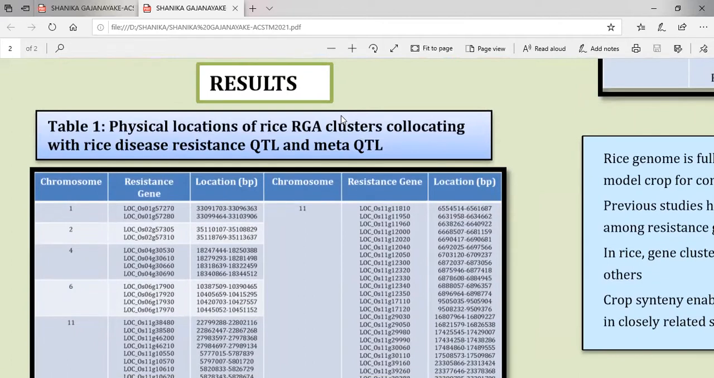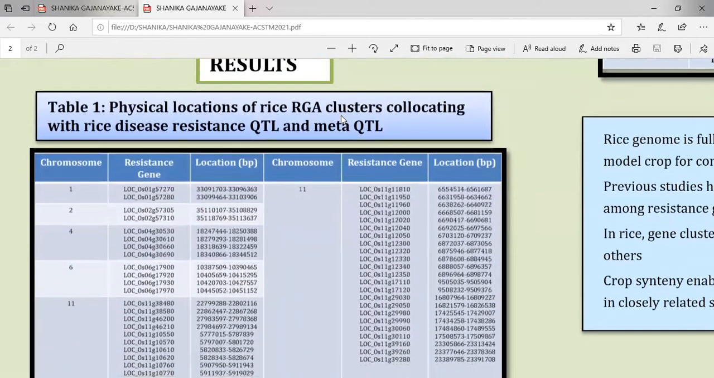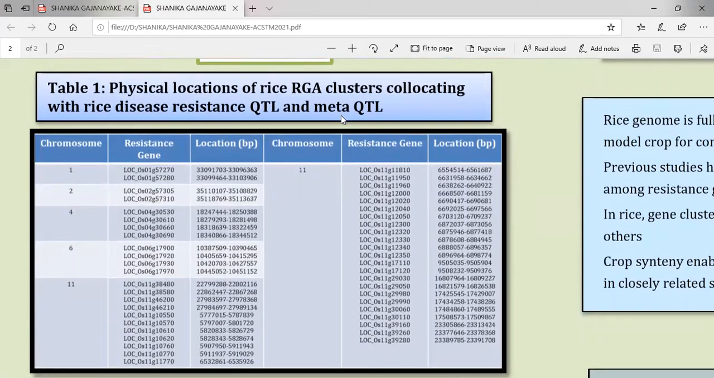The rice QTL sequences were used to query the rice genome browser, and the search retrieved a total of 75 rice RGAs. Among them, 46 RGAs were clustered, and Table 1 contains the clustered rice resistance gene analogs. Among them, 70% of the total clustered RGAs were located in chromosome 11. Rice RGA clusters were located in chromosomes 1, 2, 4, 6, and 11. The number of RGAs in a cluster varied from 2 to 6. Most of the clusters with more than 4 RGAs were in chromosome 11.